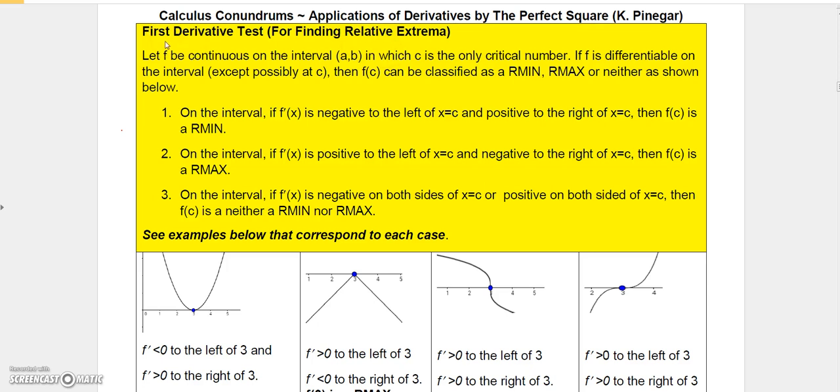Now there's going to be two tests that we use to find extrema. One's called the first derivative test and the other one's called the second derivative test, but we won't get to that until after we talk about concavity.